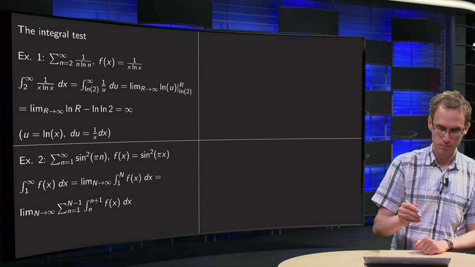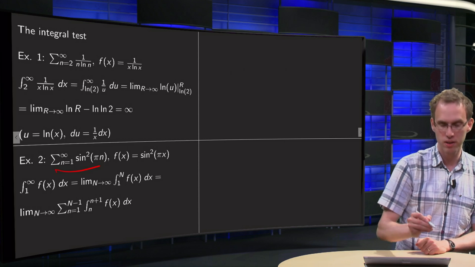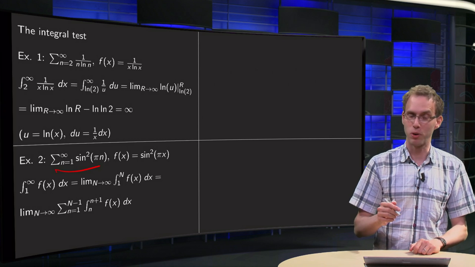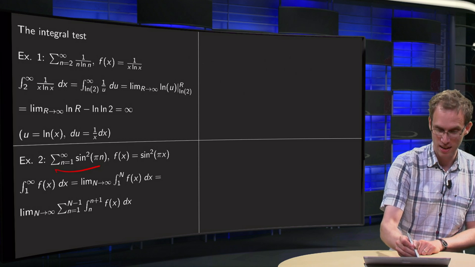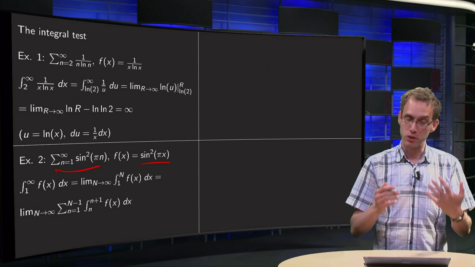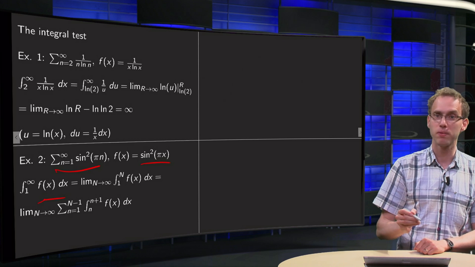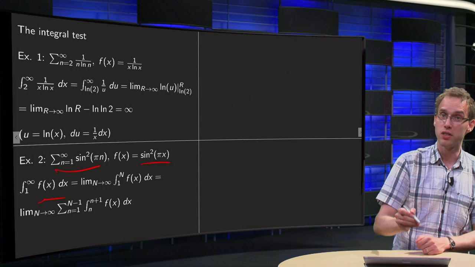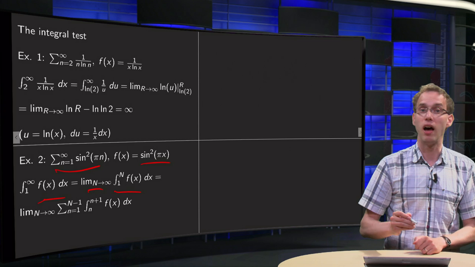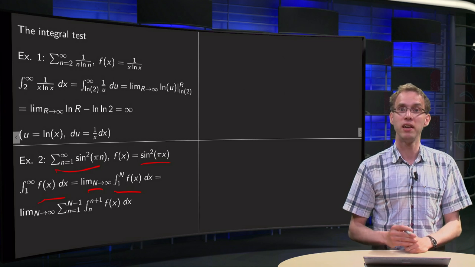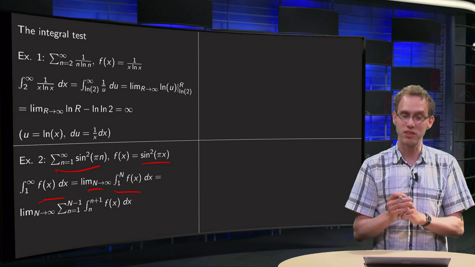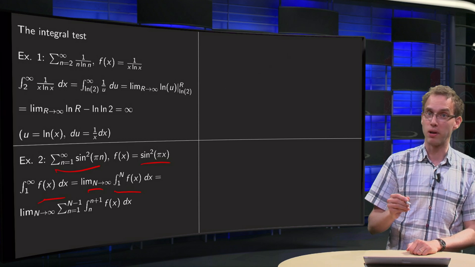Next example. The sum n from 1 to infinity of sine squared pi n. The integral test was working so nicely, so let's try to do it again. f of x equals sine squared of pi times x. So we want to integrate from 1 to infinity f(x) dx. That's the same as taking the limit capital N to infinity of the integral from 1 to capital N. I took a capital N to emphasize that N is going to be an integer later on. So how can we do that?